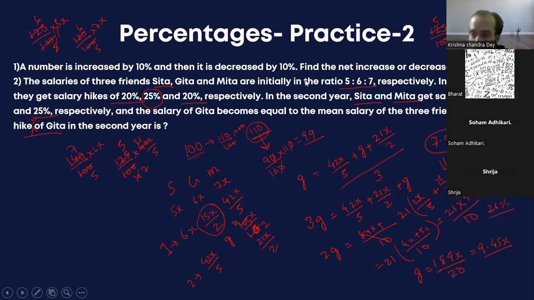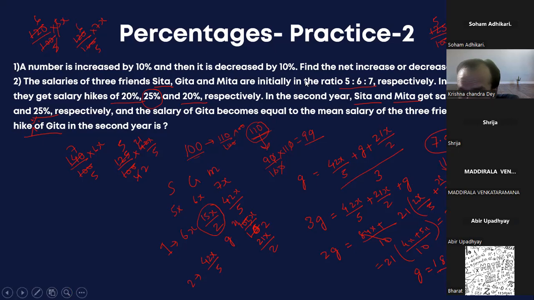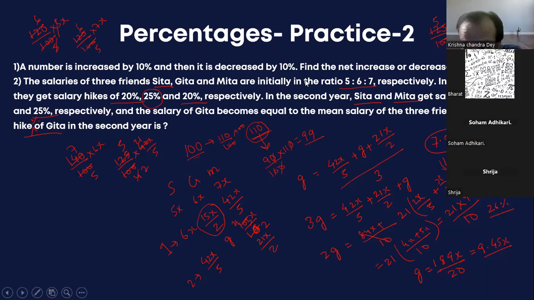Sir, I didn't understand how the denominator came as 3. Is the denominator 3 because there are 3 people? Which step? Tell me. Here, G is equal to 42x by 5. This way. Denominator. What is the mean?